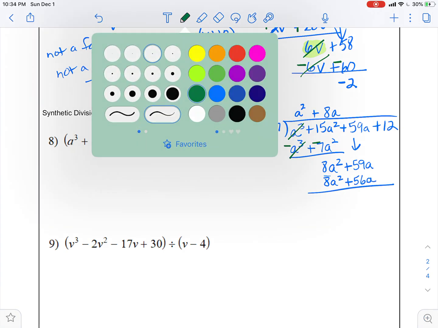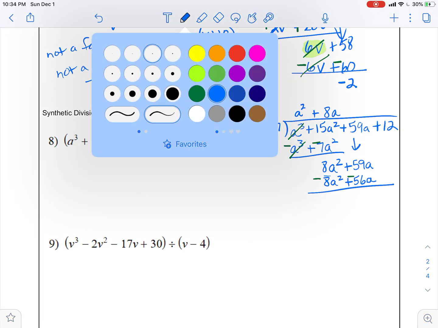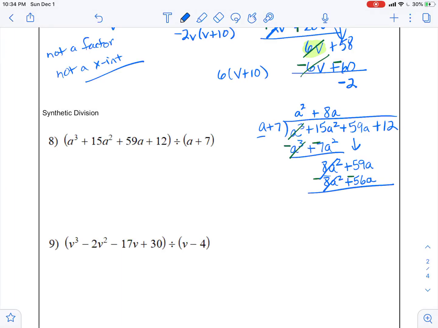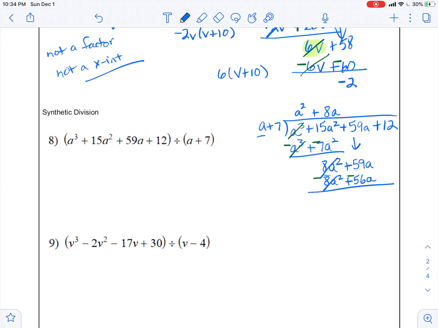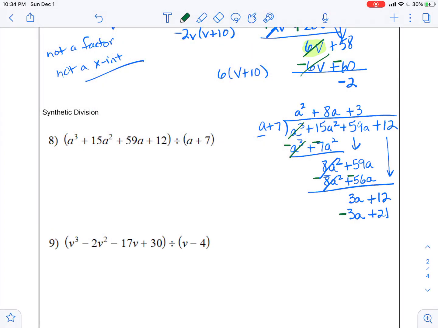Again, I am going to change my signs. These will again cancel. I've got 59a minus 56, which is 3a. I'm going to bring down the 12. And then what do I need to multiply a by to get 3a? It is a 3. And then I'm going to distribute. So 3a plus 21. I need to change the signs.